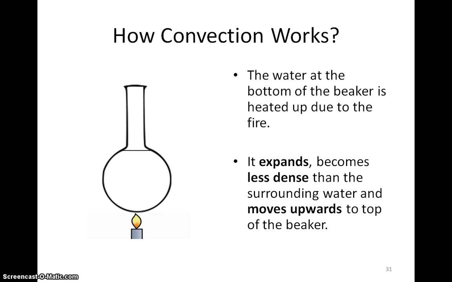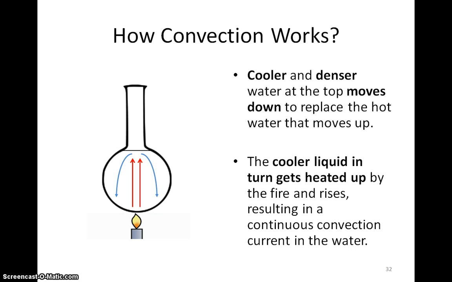So, how is a convection current formed? The water at the bottom of the flask is heated up by the fire. It expands, becomes less dense than the surrounding water, and thus moves upwards to the top of the flask. Cooler and denser water at the top moves downwards to replace the hot water that moves up, because the water level in the flask remains unchanged. The cooler water, which is now at the bottom of the flask, in turn gets heated up by the fire and rises, resulting in a continuous convection current in the water, as shown by the animation in the slide.